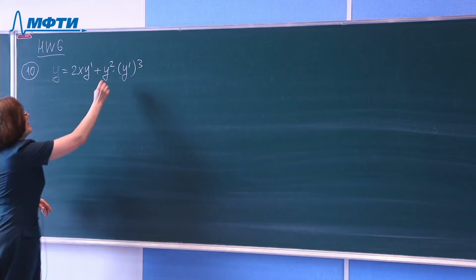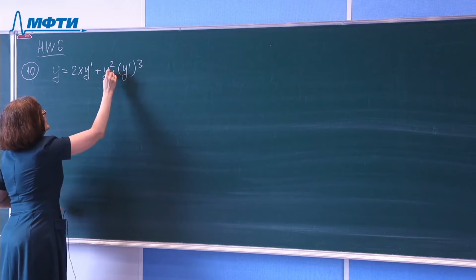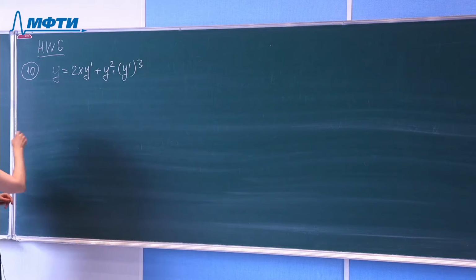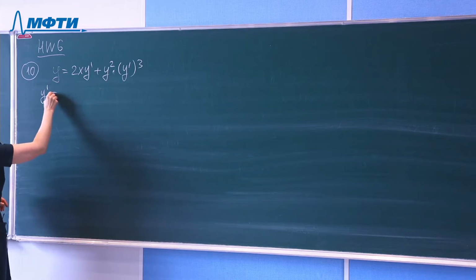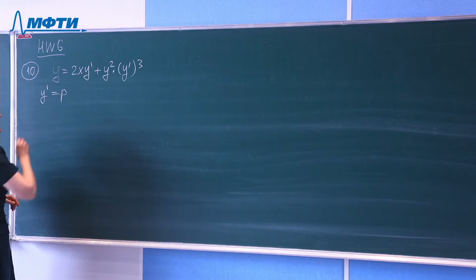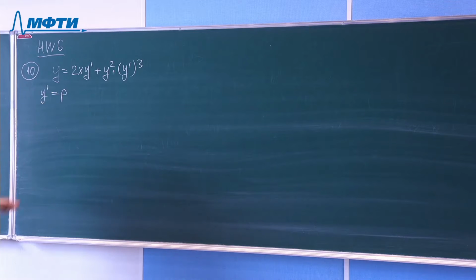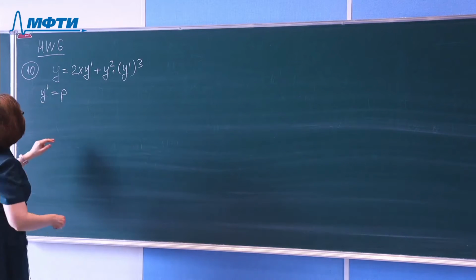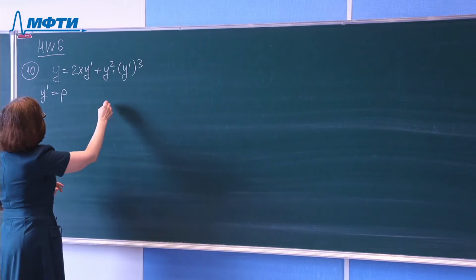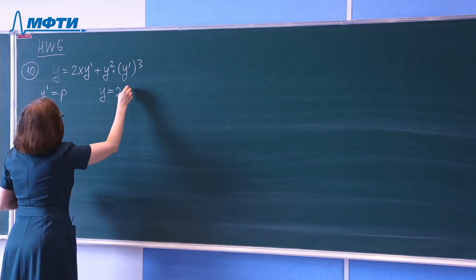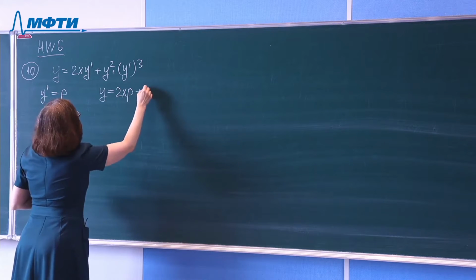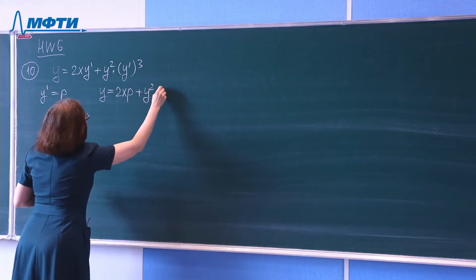Well, so the method is we will introduce the parameter p so that y prime is equal to p. P is the derivative of y, and so let's introduce this, and then we can rewrite our equation in the form y equals 2xp plus y squared times p cubed.